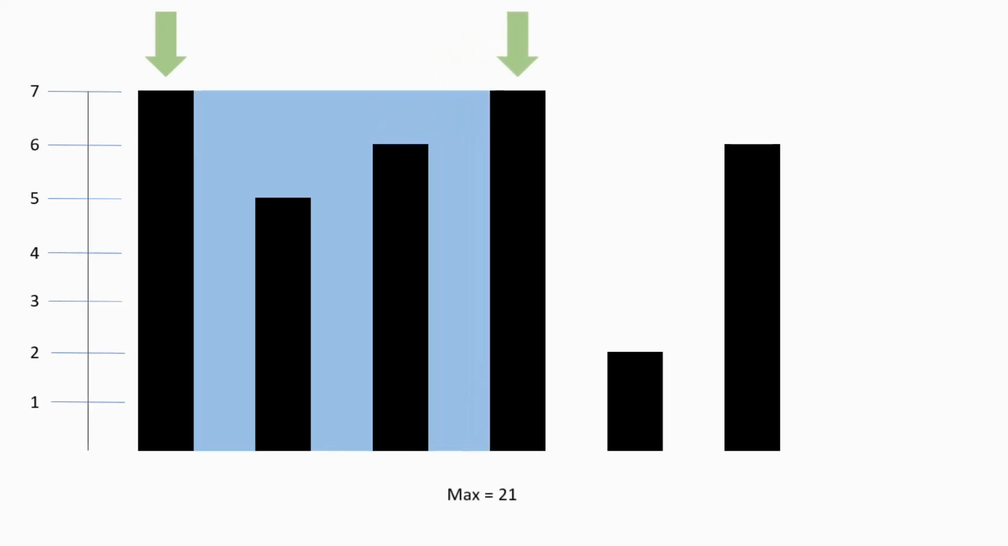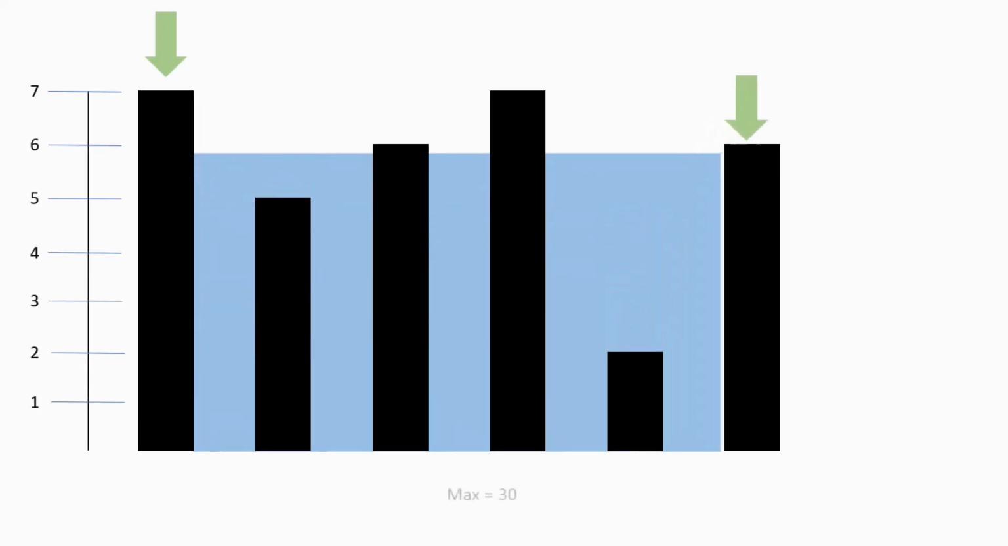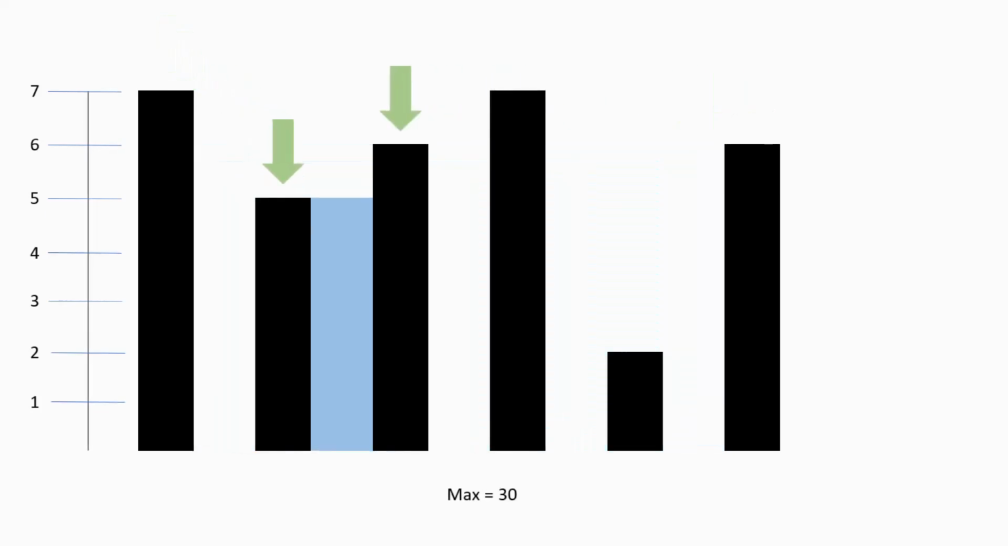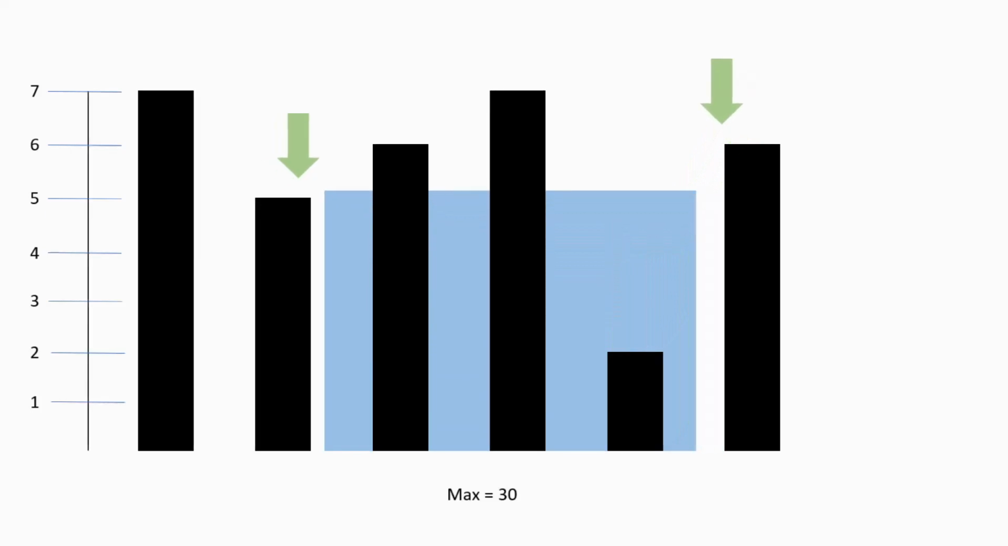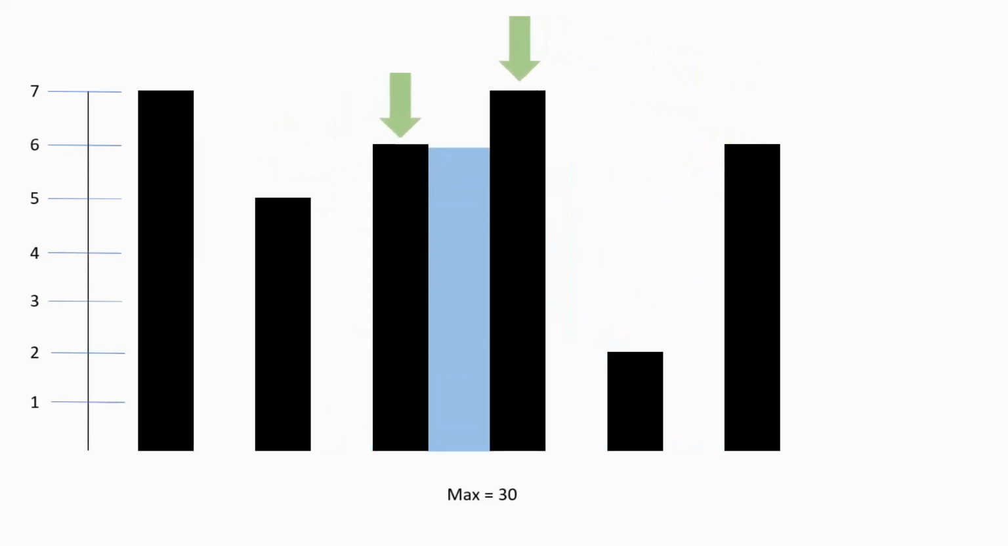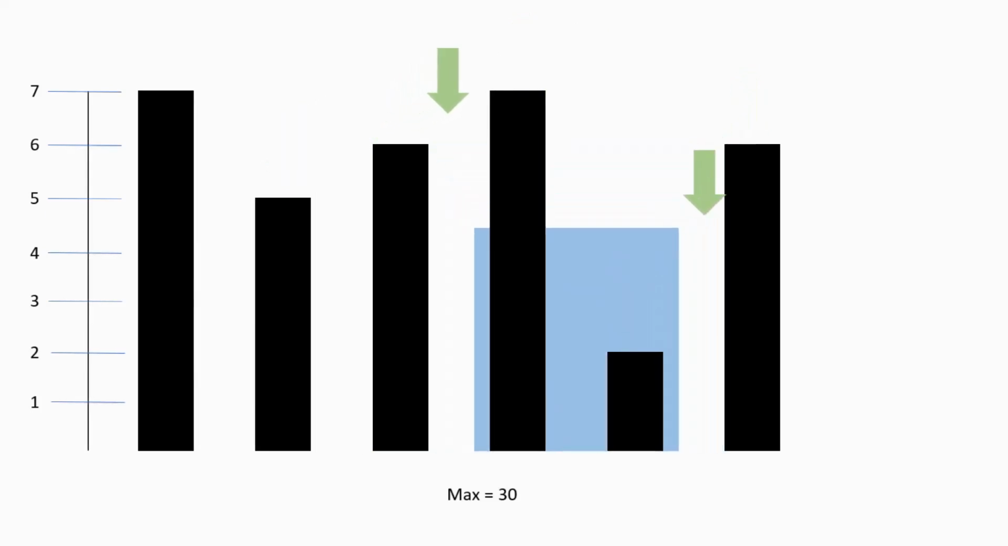We keep doing this. We update the maximum to 21 now, but now the height is 8, so we don't update the maximum because 8 is less than 21, which is the previous max. We continue doing this until we reach the end. This method is really inefficient because we found the correct solution really early on, but we still go on because we hope that we find a better solution later. And finally, we're done.